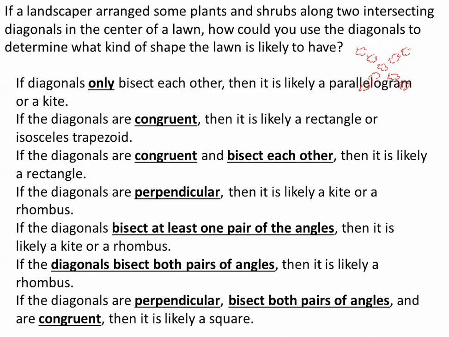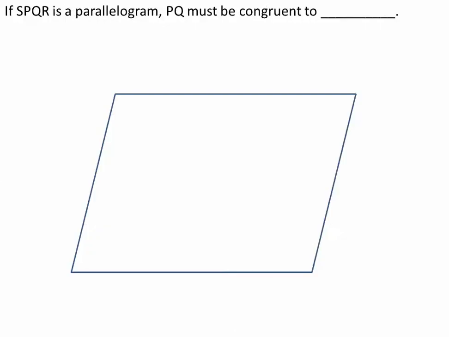And if the diagonals are perpendicular, bisect both pairs of angles, and they're congruent, you got a square. Okay? So you need to really pay attention to your properties and know what they are so you can determine what shape the parallelograms are going to be.